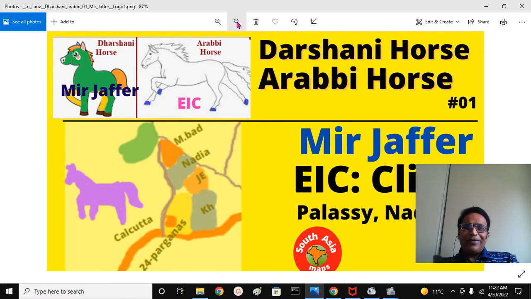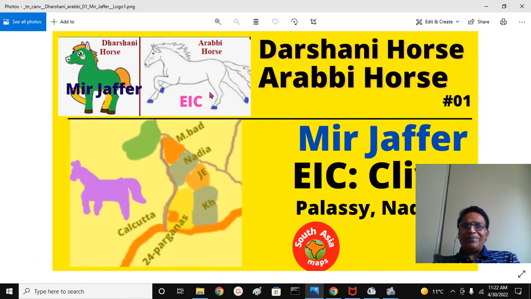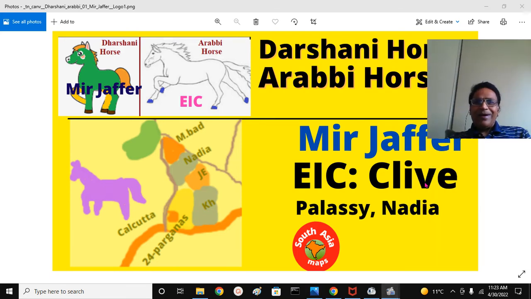This is metaphorical, nothing to do with the names of the rulers. Here, the first part, there will be many series, you can look at that number. Dharshani horse, Arabbi horse: Mir Jaffer, East India Company Bahadur, and of course Calcutta Council, Robert Clive, and so on. We are talking about the very important political military events that happened in the Gangetic Delta, the Battle of Plassey in Nadia district, 1757.